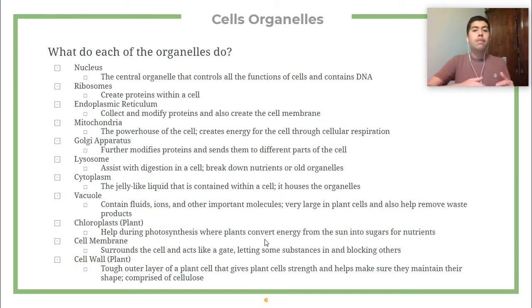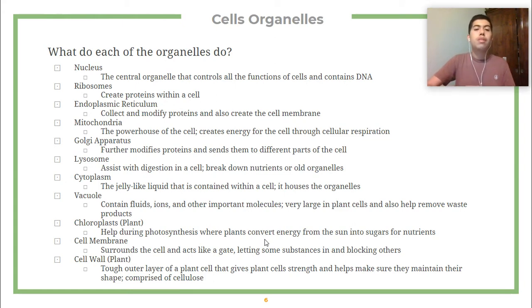So let's review the cell organelles and what each one does. You might want to pay extra close attention to these because we'll be doing an activity later that deals with the importance of each organelle. So let's start with the nucleus. The nucleus is the central organelle that controls all the functions in the cell and contains DNA. So DNA is important for a cell, and the nucleus controls all the other functions. So it kind of is the leader, or the thing that keeps everything running in the cell.